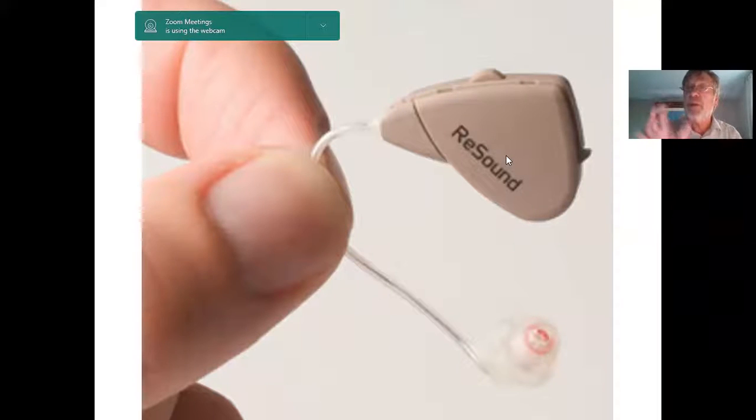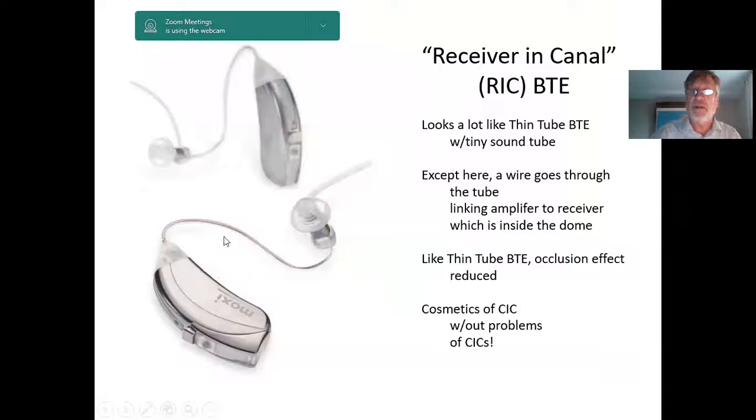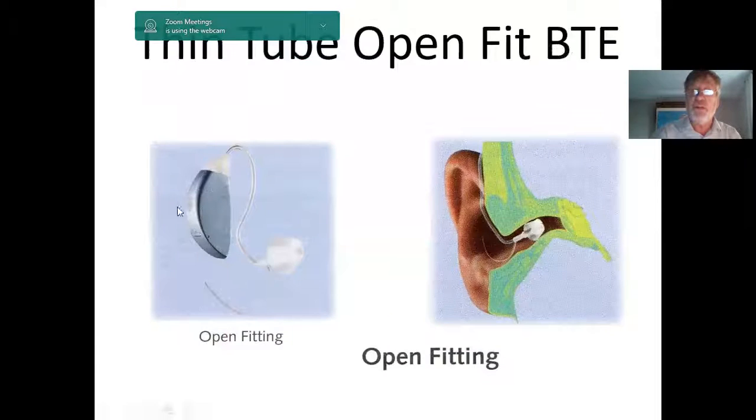Most receiver in canal hearing aids are a little bit more expensive than thin tube. They're a little bit better. This is one style of it. You can have another style by a different company. You have many different companies making thin tube BTEs as well.